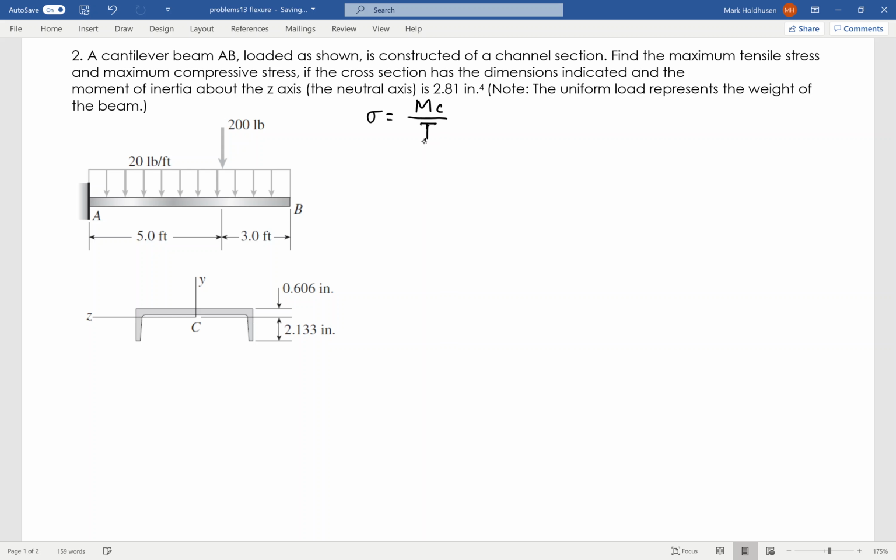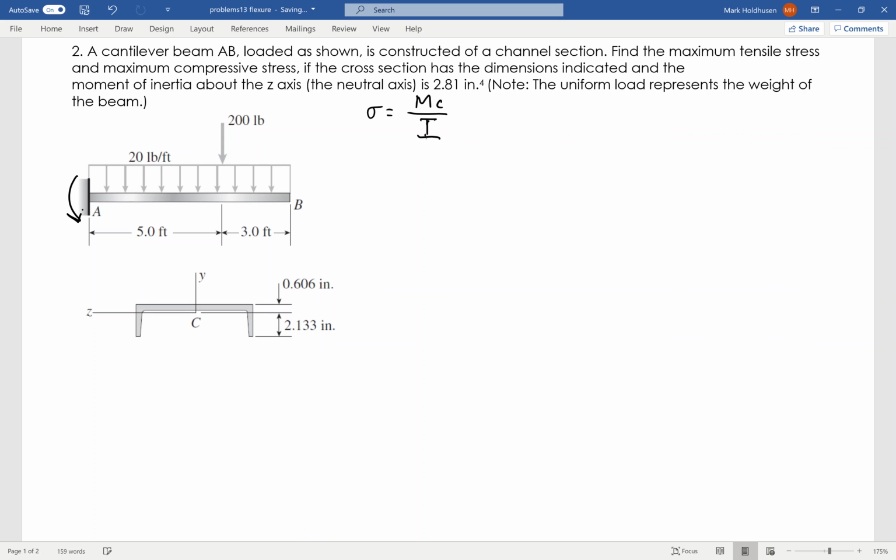to find the normal stress. Okay, so first thing I need to do is figure out where the maximum moment is. Okay, and that maximum moment is going to occur at the endpoint, which hopefully is clear just by inspection. That's where the most moment is going to be, 0 over at B, maximum over at A. So really I'm just finding what that moment is using statics.